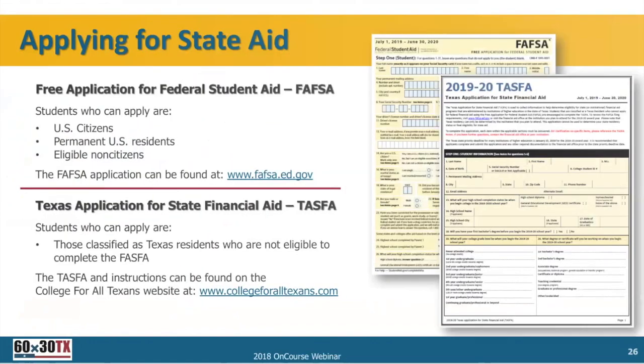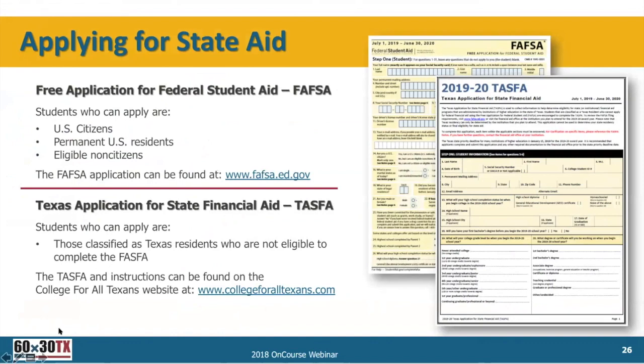So first, let's talk about applying for state aid. Sometimes there's some confusion amongst the public on how you go about getting state aid. So for the most part, applications should be submitted through the FAFSA. The institution of higher education will review that and award aid based on the FAFSA results. If a student cannot complete a FAFSA, they're not eligible for some reason, they can complete a TASFA.